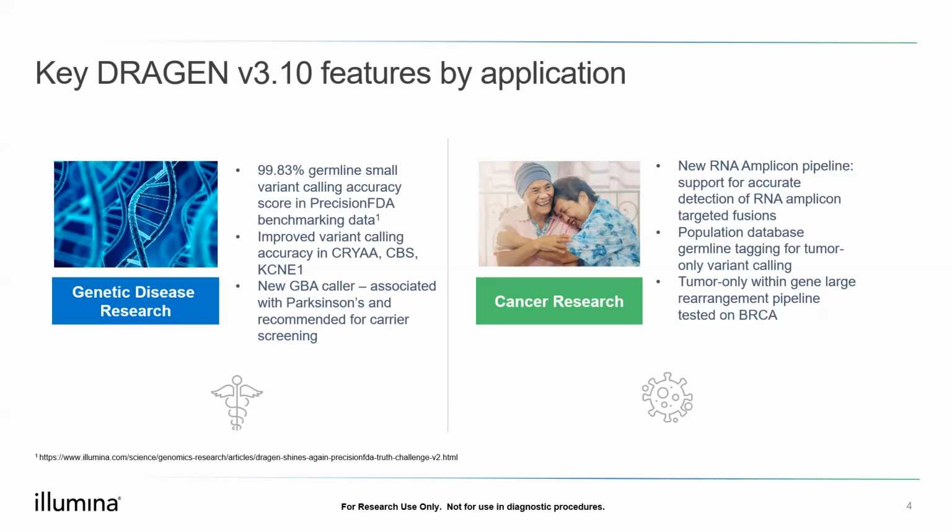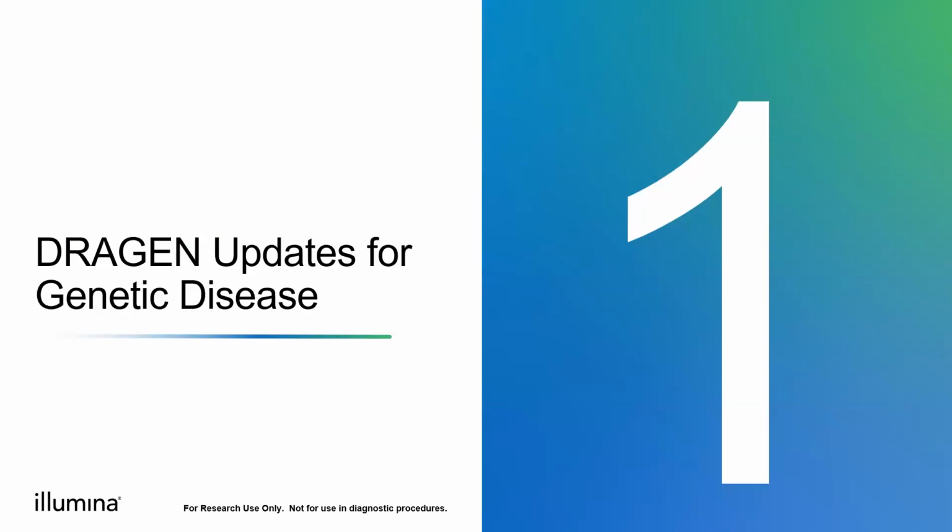And then on the oncology or cancer research side, we look at tools that help address certain applications that were not covered before, in this case, RNA Amplicon. We are looking at ways in which we can make filtering of somatic variants much easier. We also look at what we can do for tumor-only samples, and for specific cancers related to the BRCA gene or the ovarian gene. These are some of the things that we look at from an application point of view, again, where Dragon can be another useful tool. So let's start with the updates that we have for the genetic disease side of things.